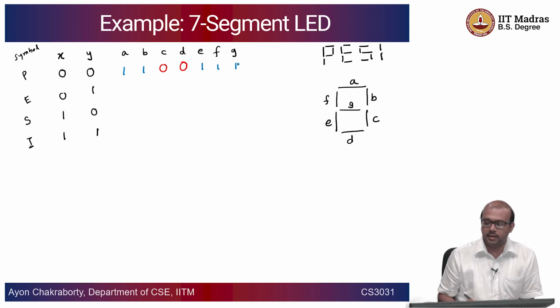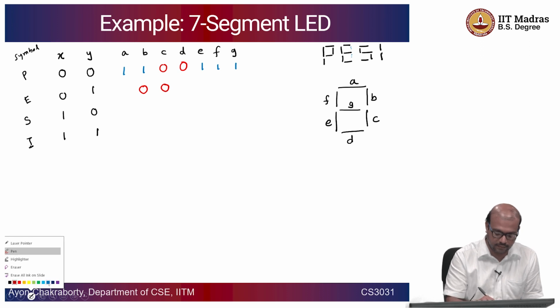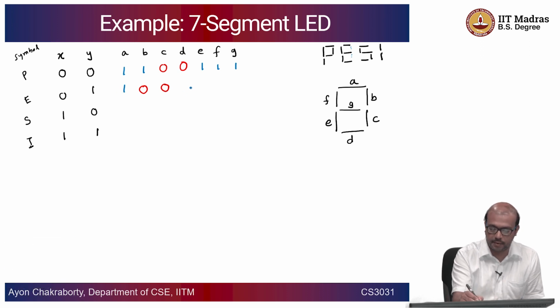If I look at E, B and C are off. So B is going to be 0, C is going to be 0, and we are going to have 1 1 1 1 1.